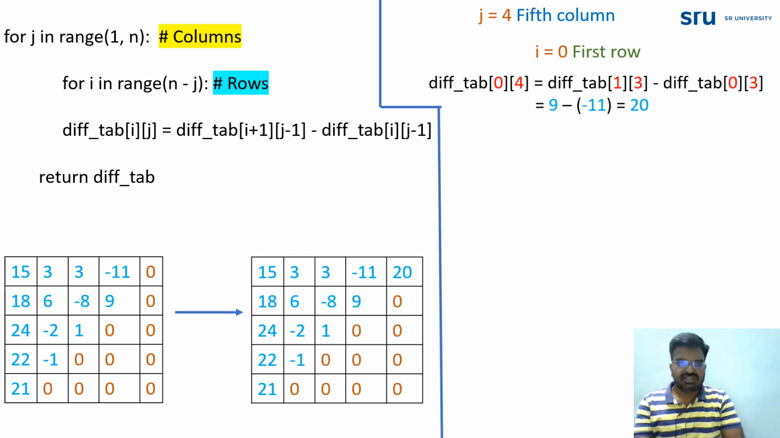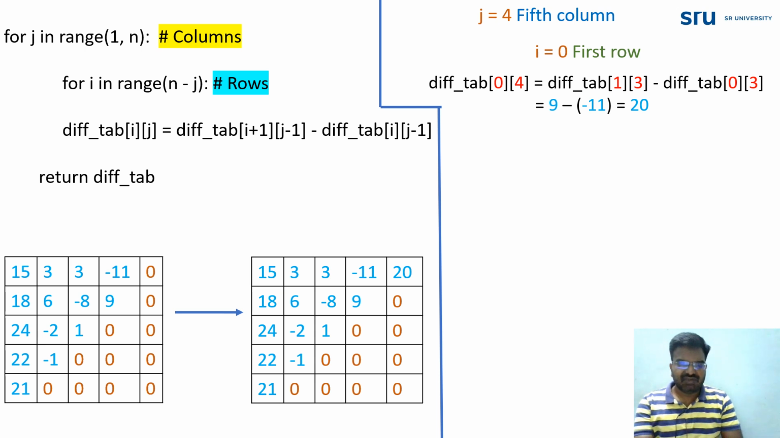The inner for loop is completed. Now we can go for the first for loop. In this first for loop, j takes 4. Already 1, 2, 3 completed. Now j takes 4. 4 means fifth column. Okay, here j equal to 4.